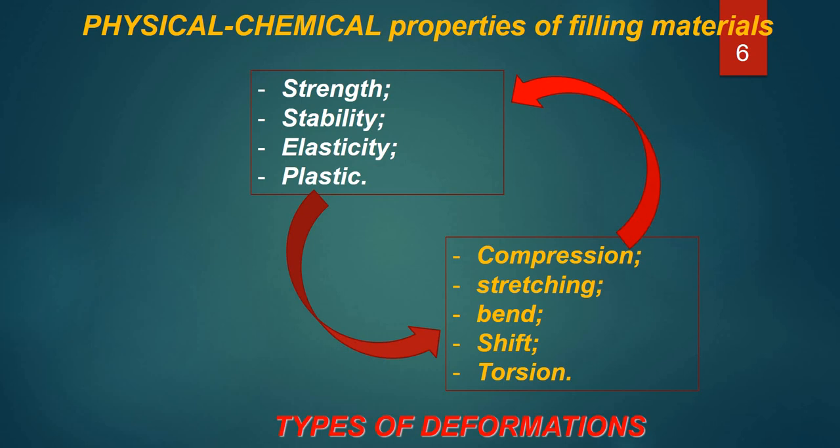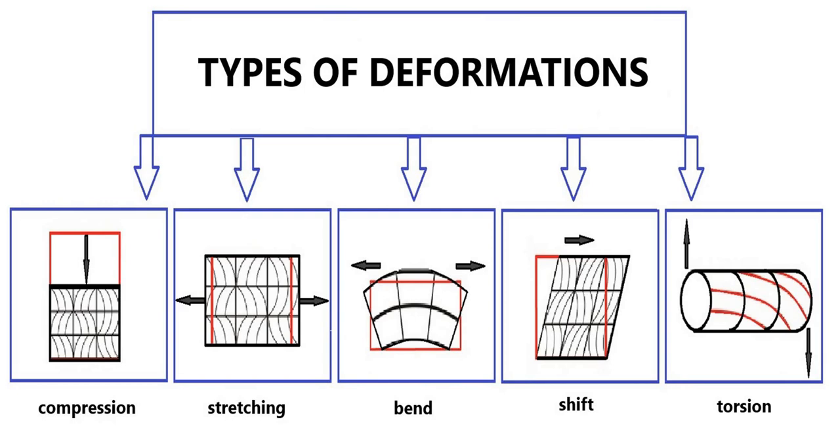Mechanical: strength, stability, elasticity, plasticity, for compression, tension, bend, shift, and torsion. Types of deformation. And in this picture we see types of deformation. First, compression, tension, bend, shift, and torsion.